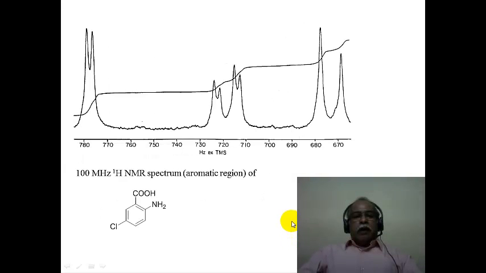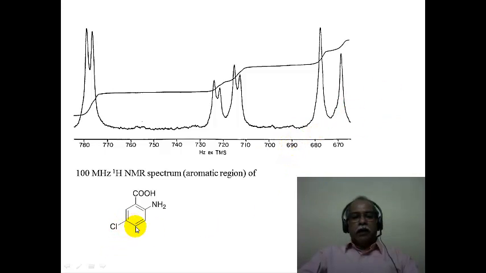Here again, a spectrum of chloroanthranilic acid is given. Now this particular hydrogen, which is adjacent to the chlorine and the COOH, comes around 7.8 ppm. This is a 100 megahertz NMR spectrum. Only the aromatic region is shown in this spectrum. The hydrogen that is ortho to the amino functional group would come at the lowest chemical shift value, and that has an ortho coupling, so it is a doublet.